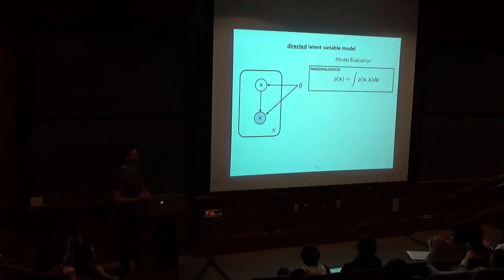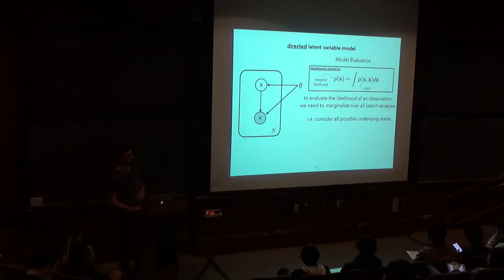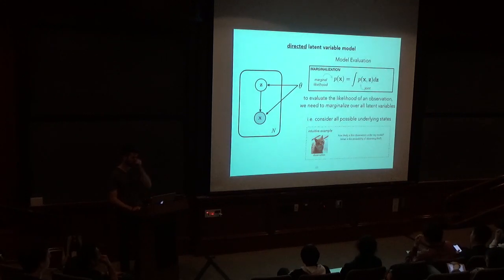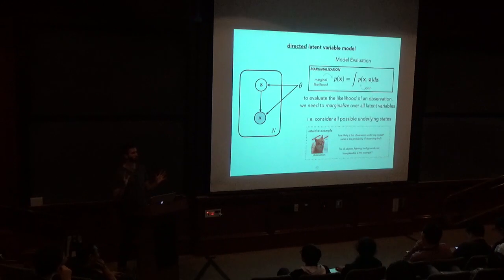To actually evaluate our model, to get this likelihood that we want to use to perform maximum likelihood inference or estimation, we need to marginalize over the joint distribution, over the latent variable. So we need to marginalize over all latent variables, which essentially amounts to considering all possible underlying latent states that the model could be in. If we think of this cat observation again, we have to think, how likely is this observation under my model? For every single possible setting of lighting, background, objects, everything, we have to consider every possible situation the world could be in. How likely is this observation?